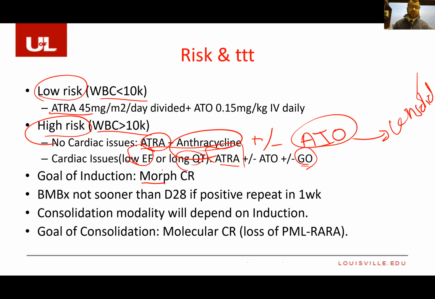Because the goal of consolidation is to achieve molecular CR. So you get to molecular CR, and the consolidation in acute promyelocytic leukemia is a prolonged therapy. However, it has excellent outcomes. And we use the Lo-Coco protocol for that, which is basically alternating arsenic trioxide (ATO) and all-trans retinoic acid during the period of consolidation.